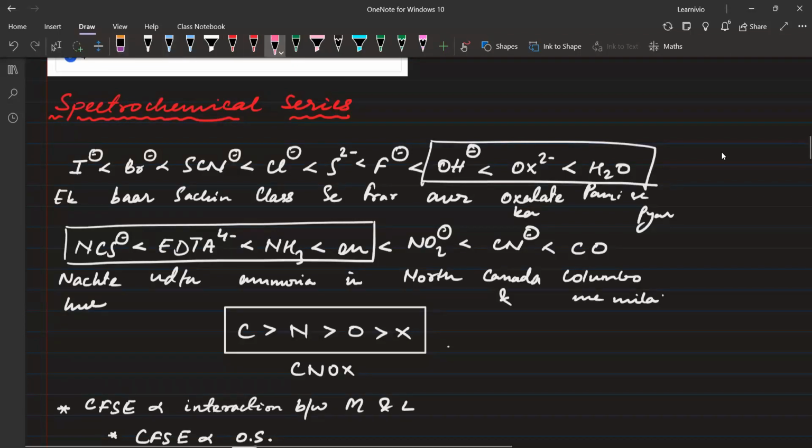So I negative, Br negative, SCN negative, Cl negative, S2 negative, F negative, OH negative, oxalate 2 negative, H2O. Then you have NCS, EDTA, NH3, ethylenediamine. Then you have NO2 negative, CN negative, and CO.